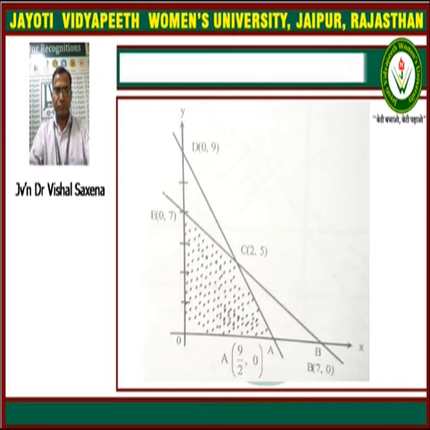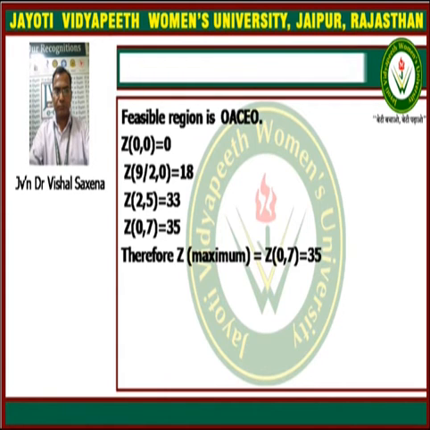Now what are the non-negative restrictions? The non-negative condition is that x is greater than or equal to 0 and y is greater than or equal to 0. So the feasible region bounded by the non-negative restrictions and the straight lines obtained by the constraints will be shaded here. This shaded portion is the feasible region. The feasible region is given by O, A, C, E, O, and O, A, C, E are the extreme points of this feasible region.